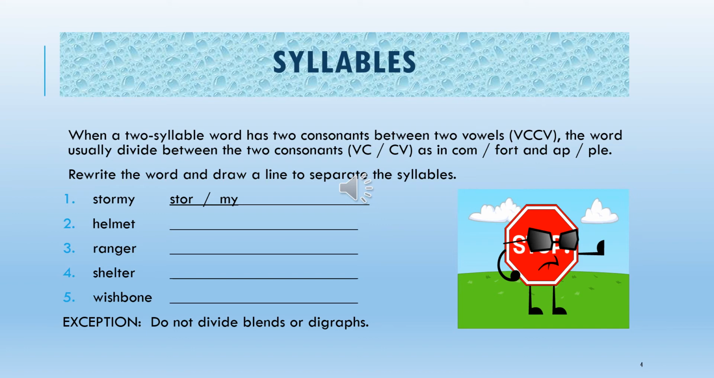Now, read the instruction. Rewrite the words and draw a line to separate the syllables. Stormy. You see that the word stormy is divided between the two consonants. The same thing you have to do for helmet, ranger, shelter, and wishbone. There are always exceptions, and one of them is that you do not divide blends or digraphs.